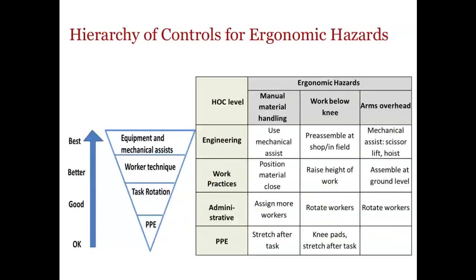Again, we created this graphic to help combine the hierarchy of controls with the 3 hazards. The ergonomic hazards are in the table to your right: manual material handling, working below knee and arms overhead. And then we gave the workers an idea about what an engineering control would be for each one of those 3 hazards, as well as what a work practice control might look like.